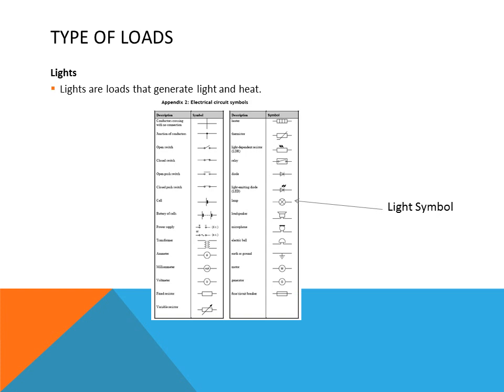So a light is a type of load. It consumes energy. And a light bulb will produce both light and heat. So the energy being consumed is generating heat and also generating light. In the symbol chart above, you see a red light in the top left-hand corner. If you're going to use different types of lights or other colors, they would just put the first letter of the color, such as G for green, Y for yellow, or of course, R for red.